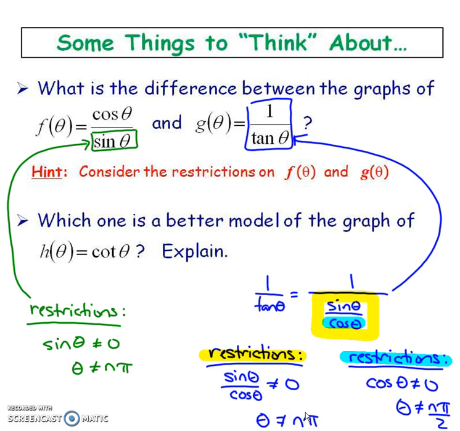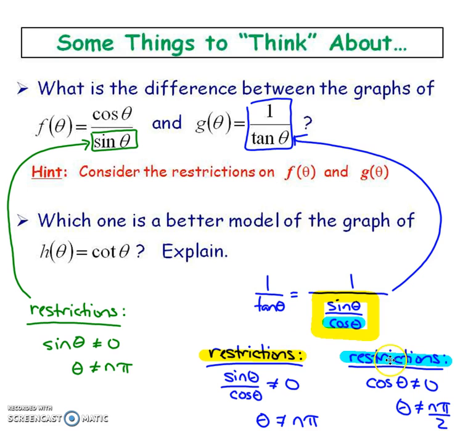Now, this one has an additional restriction. In just this little fraction, we're not even talking about the entire fraction, we're just talking about the tan theta. Tan theta won't work if the cos theta is equal to 0. So that is at n pi over 2.